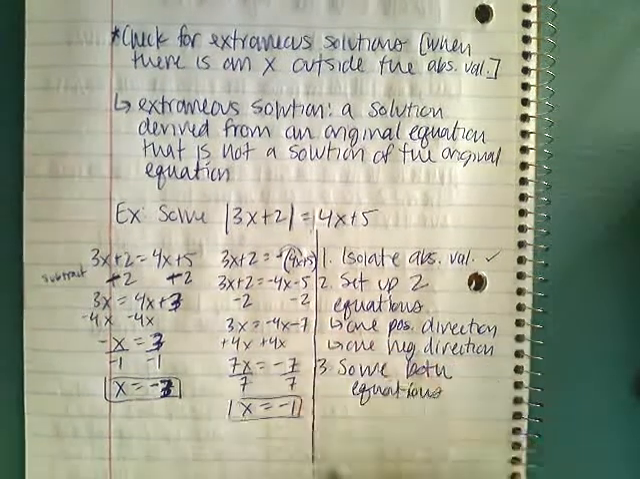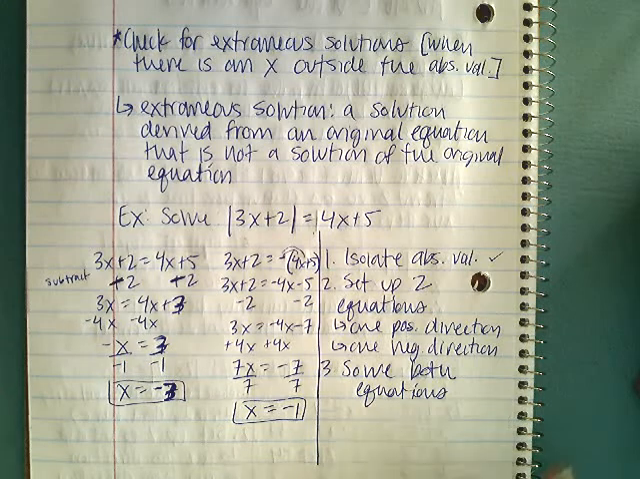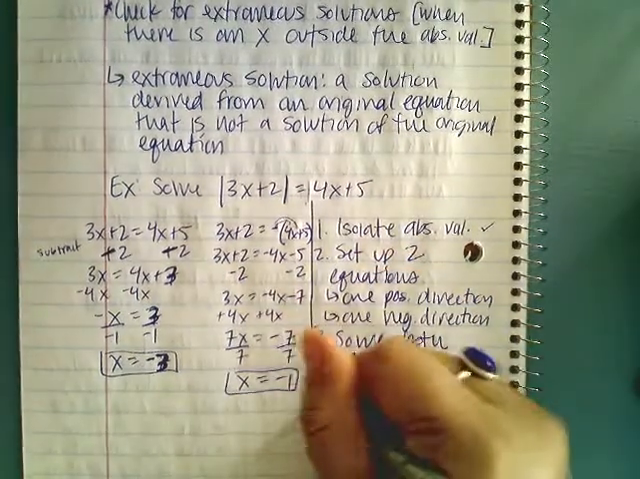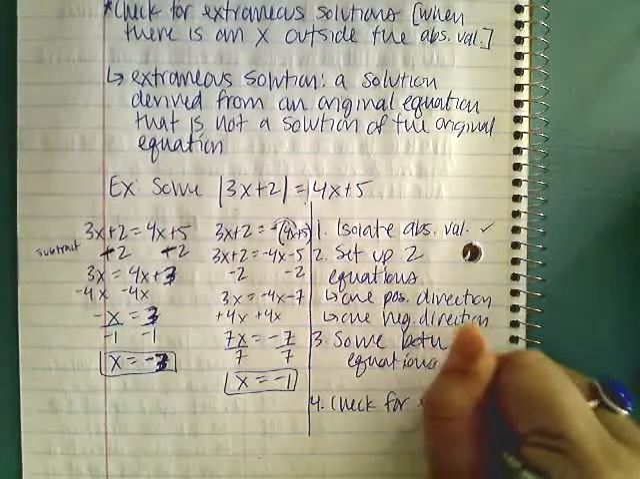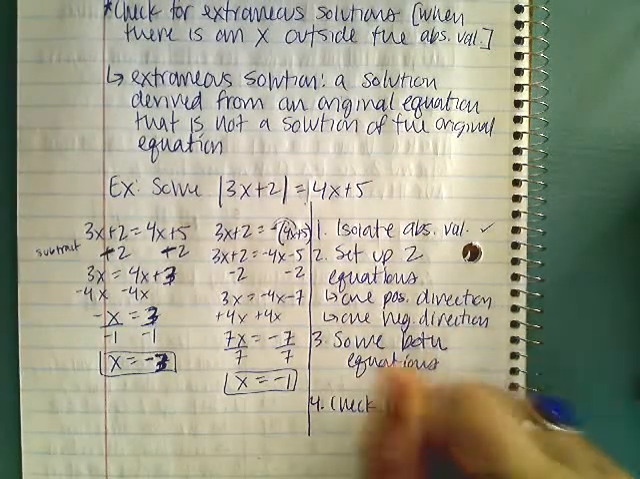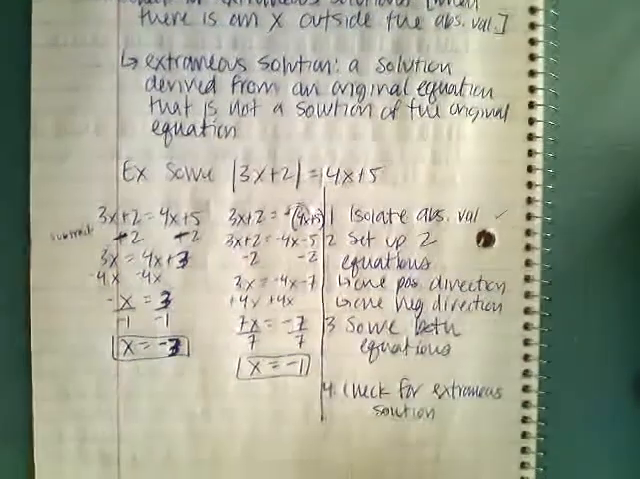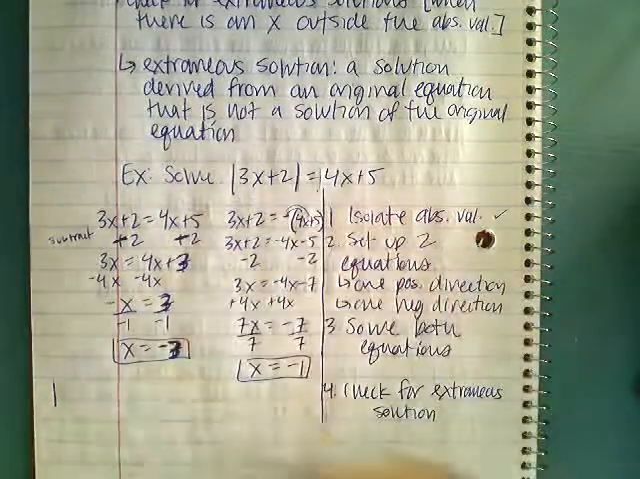So right now, these are my two answers or solutions that I believe will work or could potentially work. But because I have this x that's outside the absolute value, I need to check for extraneous solutions. And I do that by plugging back into the original equation. So I'm going to plug these each back into the original equation, so our original problem.